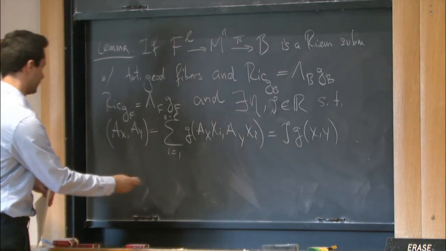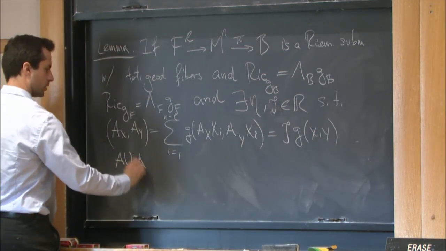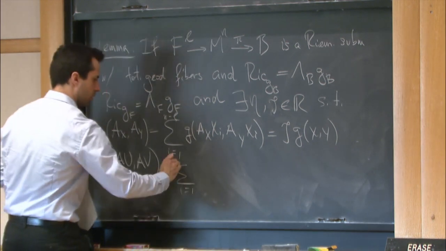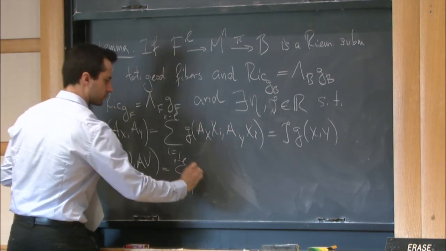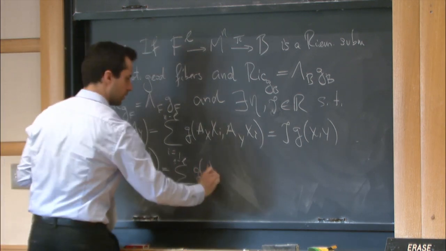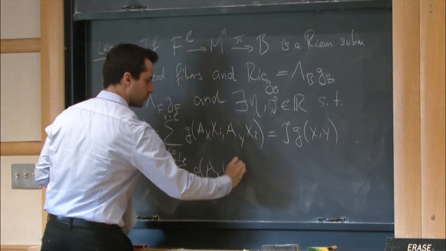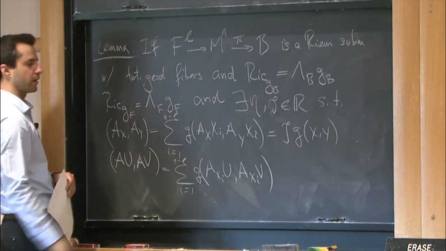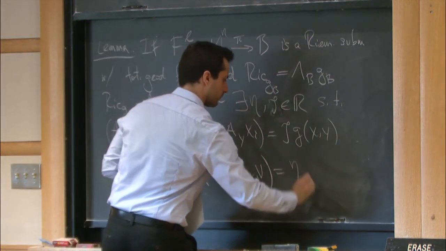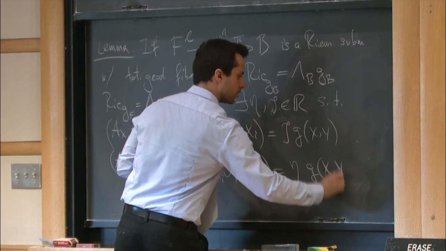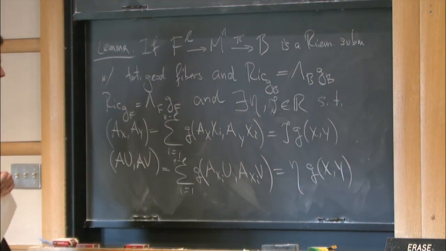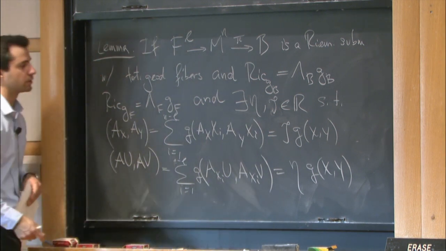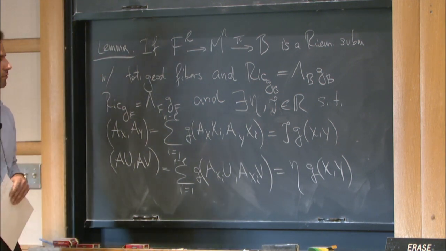And similarly on the vertical space, so A*(U, V) is the sum of g(A_{ξ_i} U, A_{ξ_i} V). U and V here are vertical, X and Y are horizontal. So this should be a number times g(U,V). Under these conditions, then the canonical variation is also going to have constant Q-curvature for every parameter.